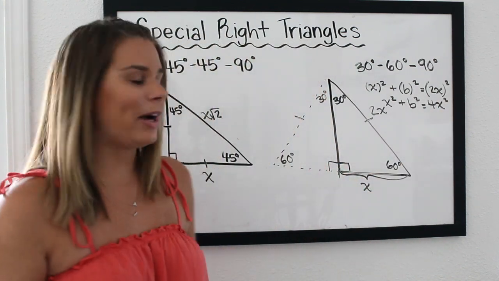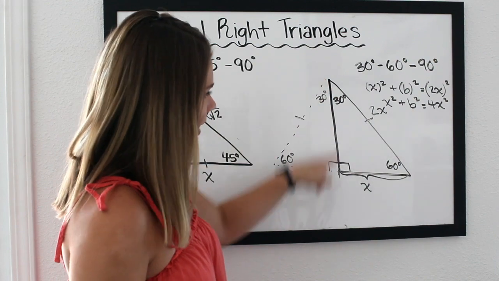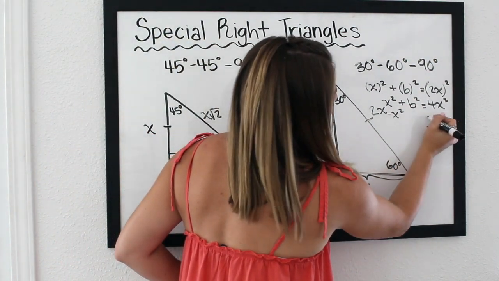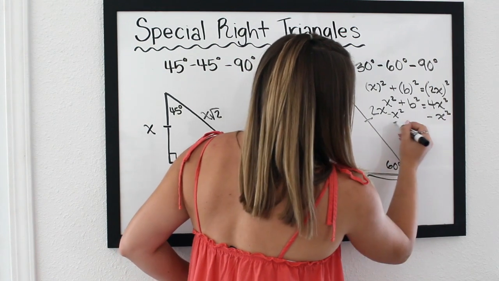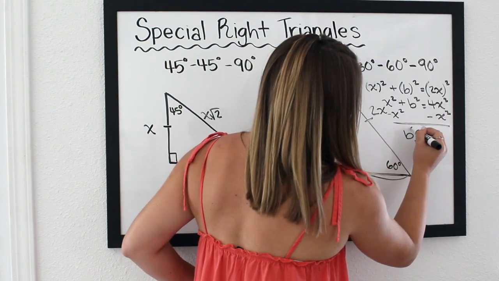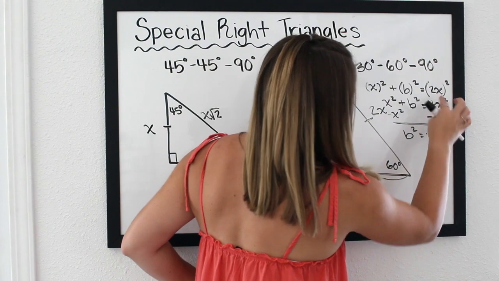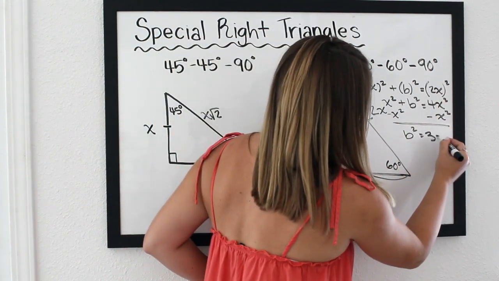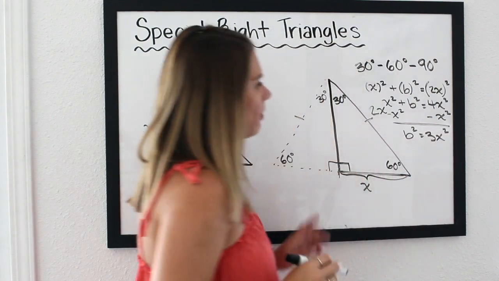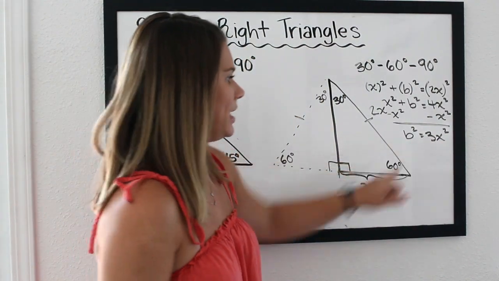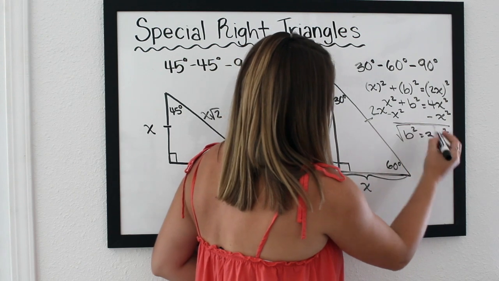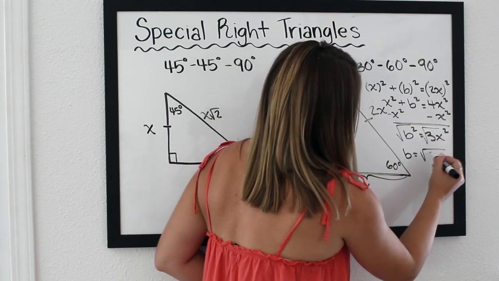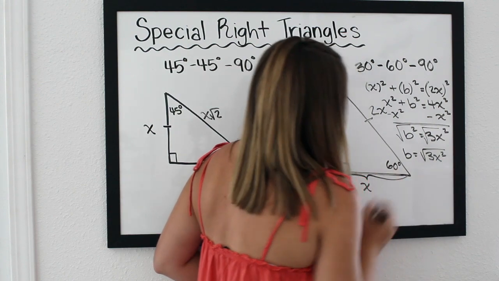Now for this, I'm actually solving for b, which is the length of this side right here. So I'm going to subtract x squared, sorry it's getting a little messy, from both sides. Then b squared is equal to 4x squared minus x squared, which is 3x squared. Okay. Now my final step to solve for b is take the square root of both sides to get that b by itself. So b equals the square root of 3x squared.